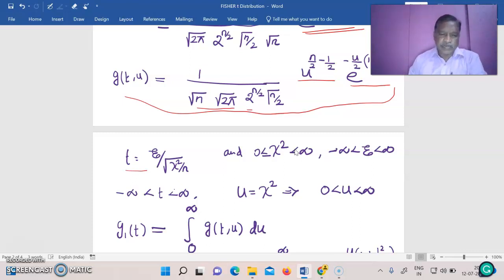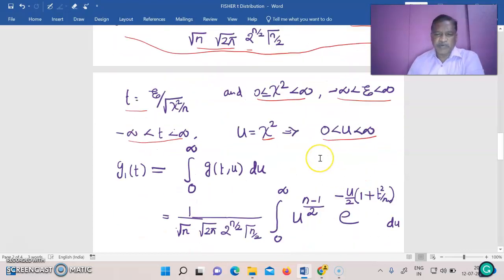So t is nothing but ψ divided by square root of chi-square by n. Chi-square ranges from 0 to infinity, and ψ ranges from minus infinity to plus infinity. So this is a negative as well as positive term, and this is always a positive term. Therefore, t will be from minus infinity to plus infinity. Then again we must find the range of u. u is nothing but chi-square, and chi-square is 0 to infinity. Therefore, automatically u will also lie between 0 and infinity.